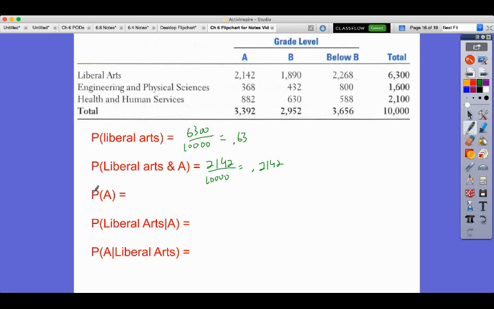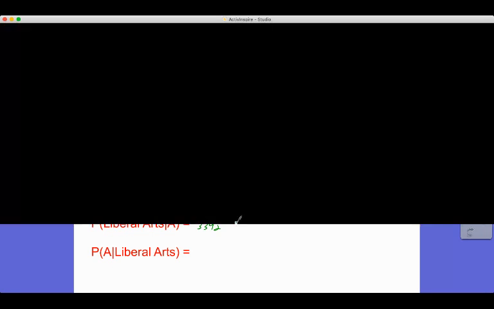Okay, what is the probability of earning an A? Well, we can calculate that too. That's just A, 3392 out of 10,000, which is 0.3392. Now, what is the probability that you are in liberal arts given that you got an A? So given A, we're focused in on just these A's, and my denominator is now going to be the total of A's, 3392. Now, what's the probability that you were in liberal arts? 2142, okay, which is about 2/3.